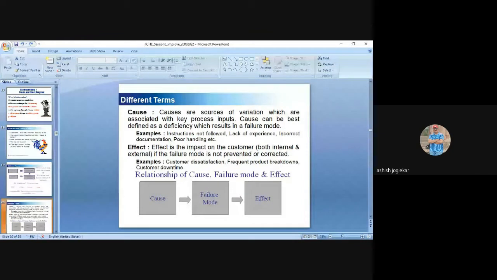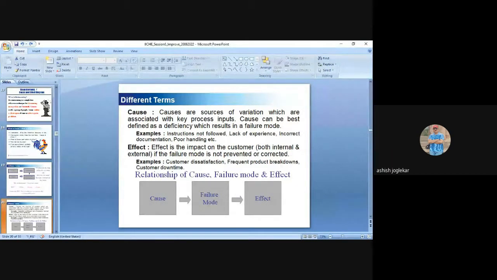Now in our project stage, we can say the effect is the impact on the customer. Some failure happened which is having an effect on the customer, and there is a cause for the failure. So the failure mode is in the middle. Some cause happens, due to some cause a failure happens, and the failure has the effect on the customer or the project.